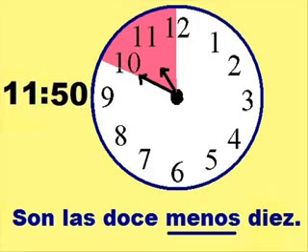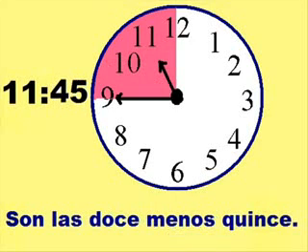Because the 12 refers to the hour that it's going to be. So it's going to be 12 o'clock. Then menos 10. So then you subtract 10 minutes from that, and you get your time of 11:50. Let's look at another example. Son las doce menos quince. Son las doce menos cuarto.